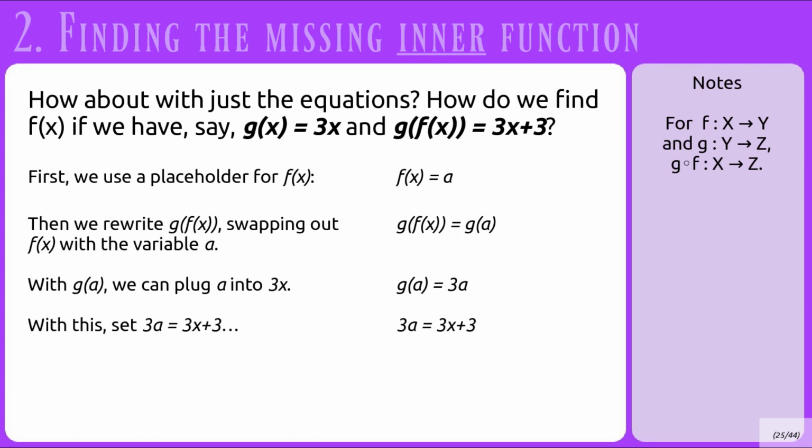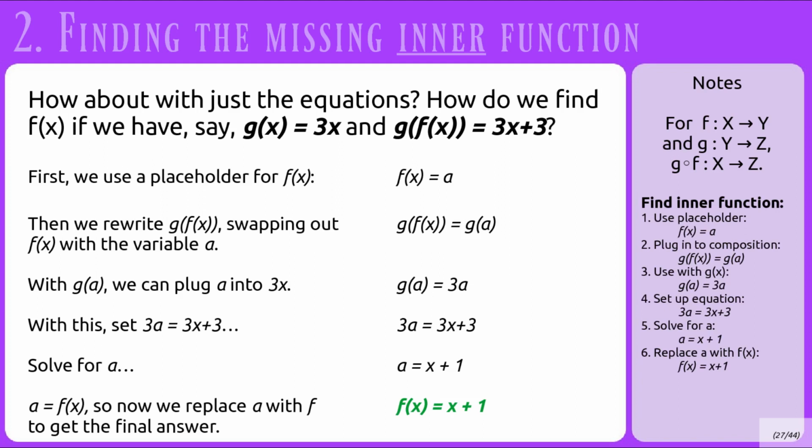And with this, we can set the right-hand side of g of a equal to the right-hand side of g of f of x. So 3a is equal to 3x plus 3. Then we solve for a. And finally, once we have a equals something, we can replace the a with f of x again.